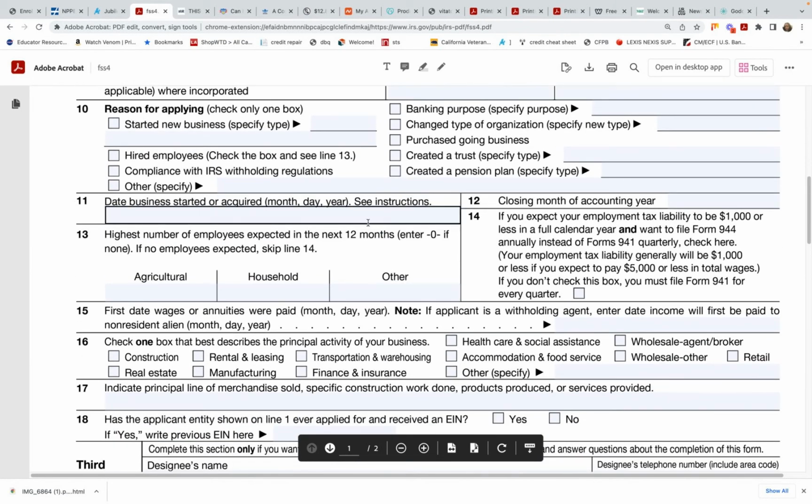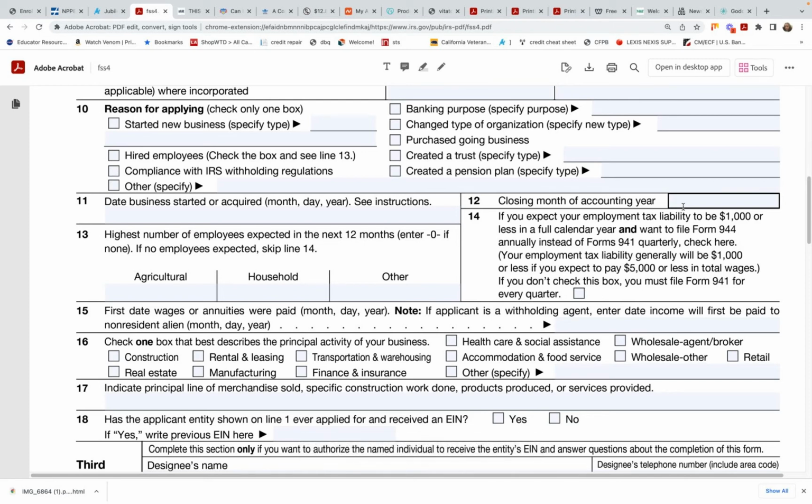11 is easy. Put when you started your business. 12, closing month of accounting year. Most of us would say December, unless you're operating like the government and you're doing September. September 30th is the last day of the fiscal year for the federal government. October 1st is the beginning of the fiscal year. For us, normal individuals, our beginning date is January 1st and our ending date is December 31st.